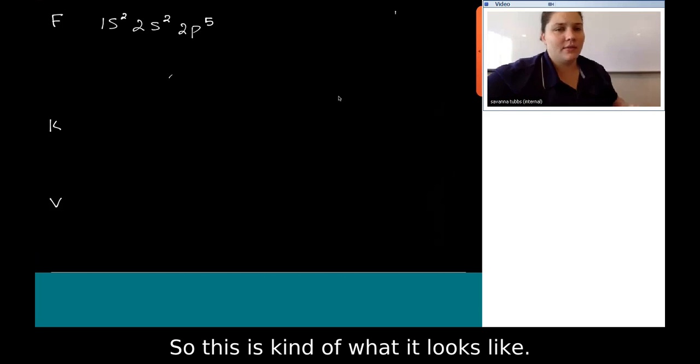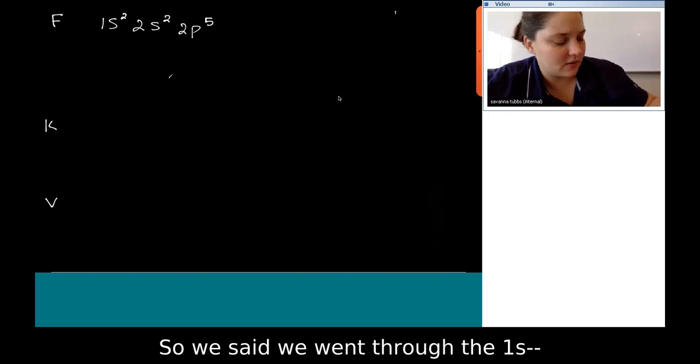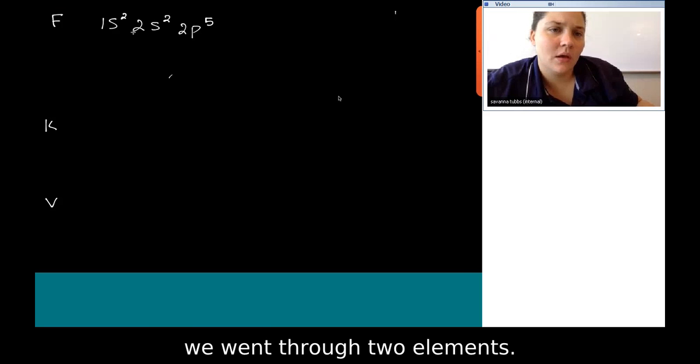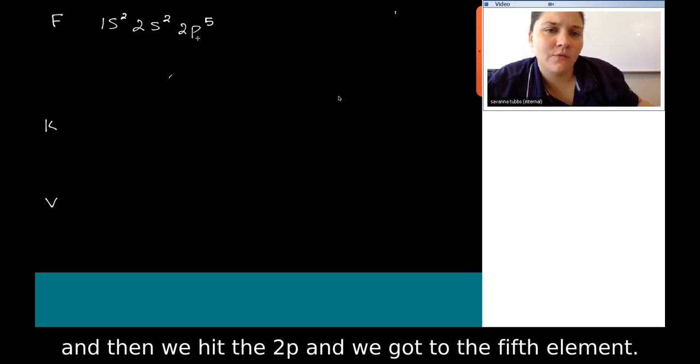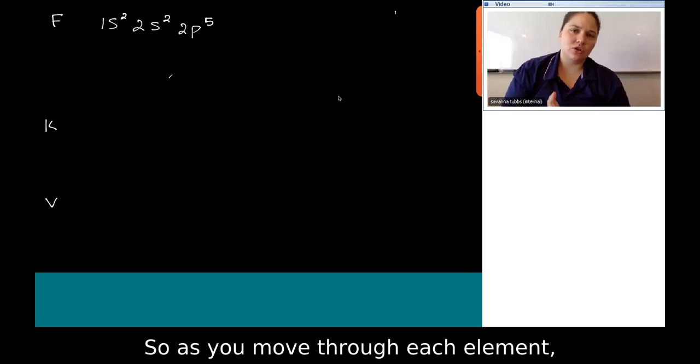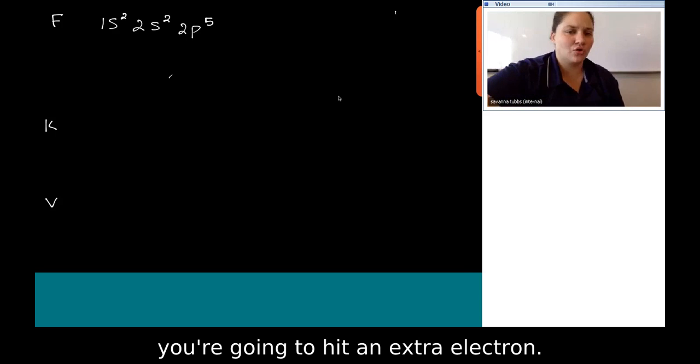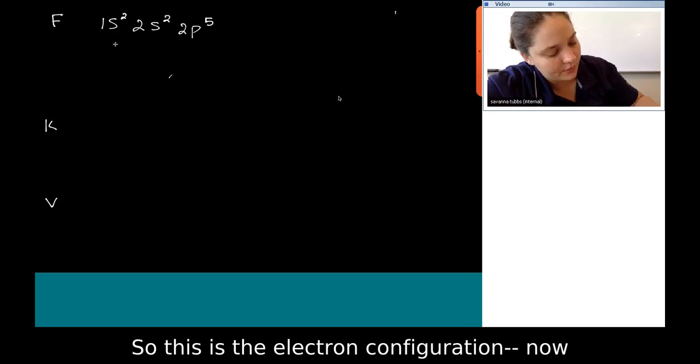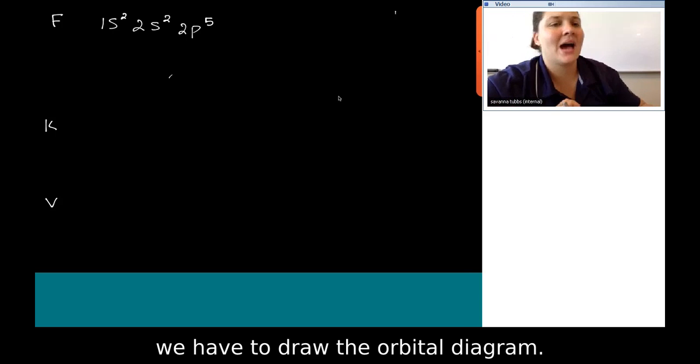So this is kind of what it looks like. So we said we went through the 1s, we went through 2 electrons, we went through the 2s, we went through 2, and then we hit the 2p, and we got to the 5th element. So as you move through each element, you're going to add an extra electron. So this is the electron configuration. Now we have to draw the orbital diagram.